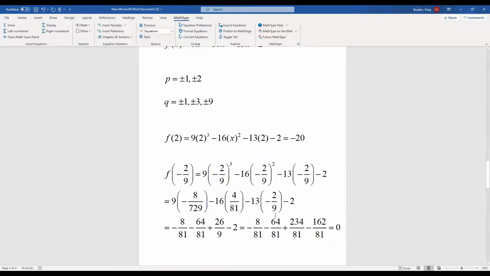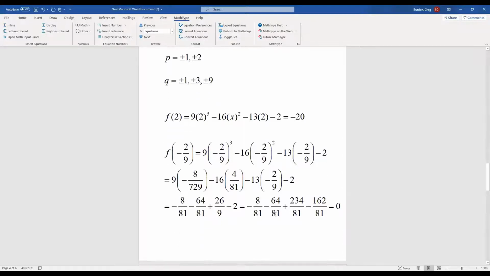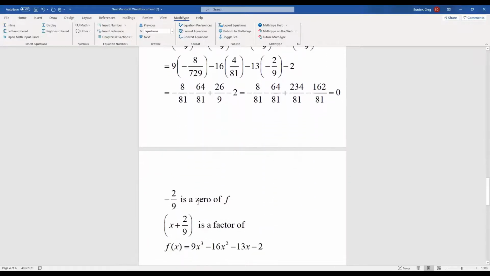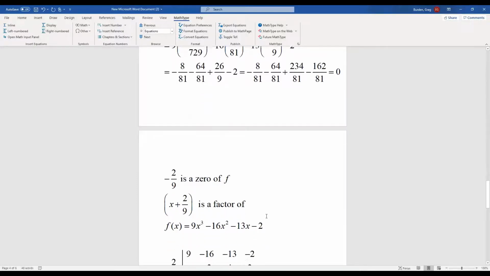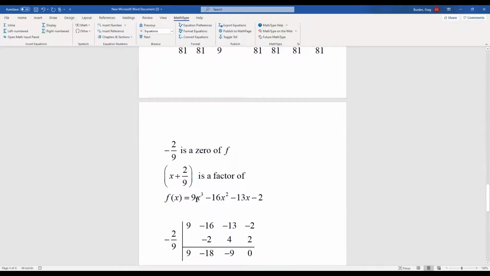Factor means that I can divide the original polynomial by x minus z, and by doing that, I'll reduce the degree of the polynomial. So specifically, negative 2 ninths was a 0 of f, so x minus negative 2 ninths, that's x plus 2 ninths, is a factor of f of x. 9x cubed minus 16x squared minus 13x minus 2, if you've forgotten.